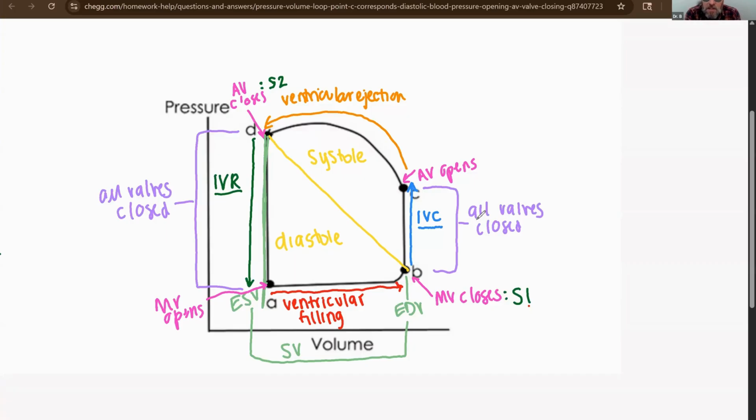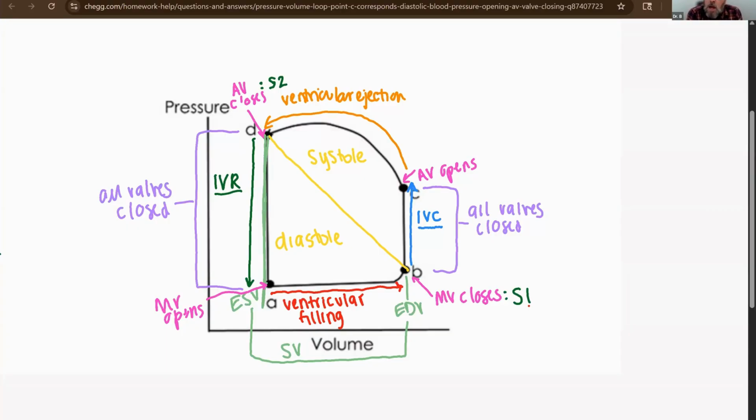You can have an S3. S3 can be pathologic or physiologic. S3 is a little bit of an extra sound that comes after S2. And usually that indicates a slightly stiff ventricle. That can happen in athletes, it can happen in children, or it can happen in pregnant women. All of those things are physiologic, right?